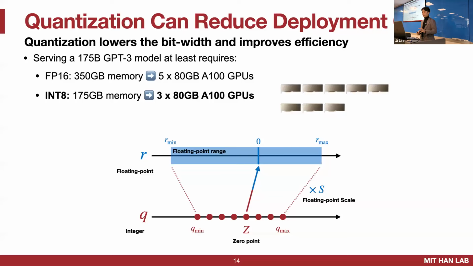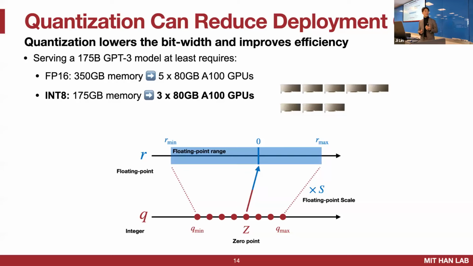As a start, we can introduce a bit about quantization. Quantization is a method to represent a floating point number with low bit precision, for example, 4-bit or 8-bit. If you quantize a model, it can reduce the hardware requirement to serve the model.